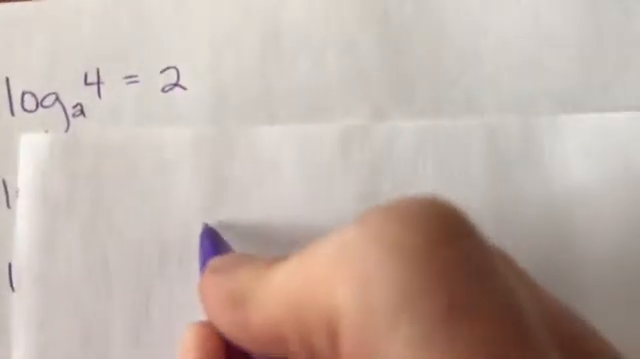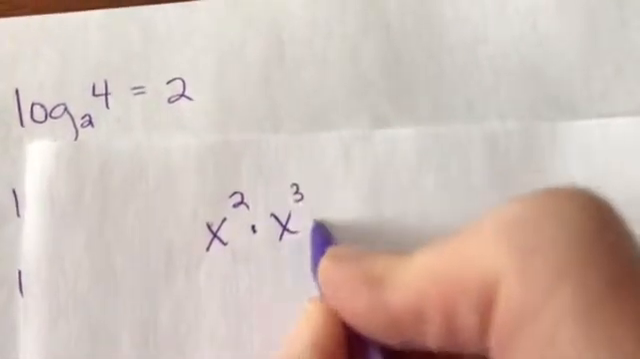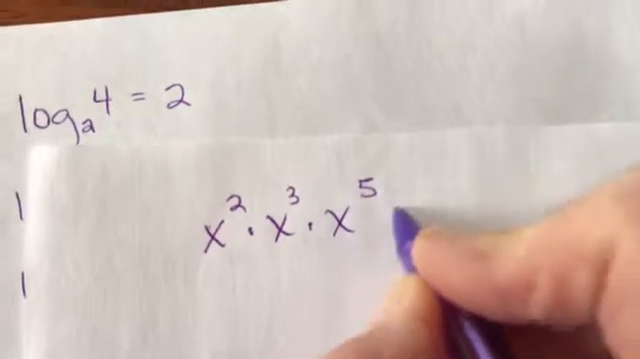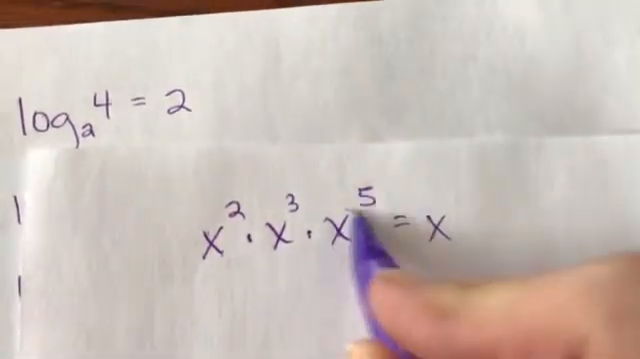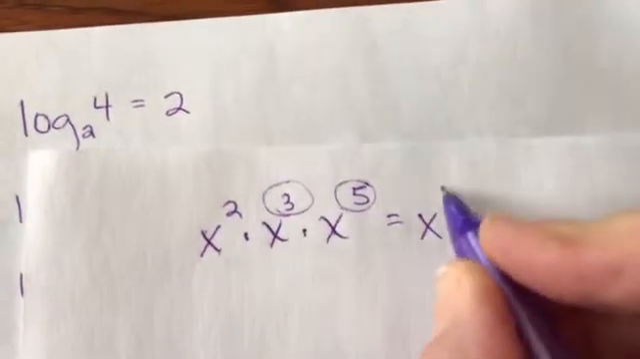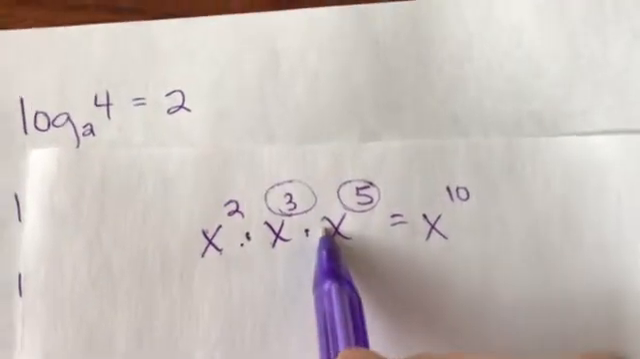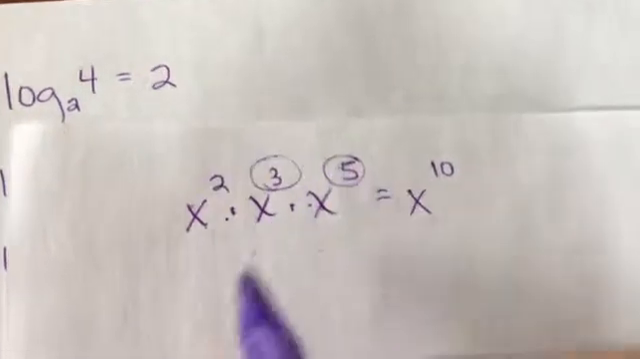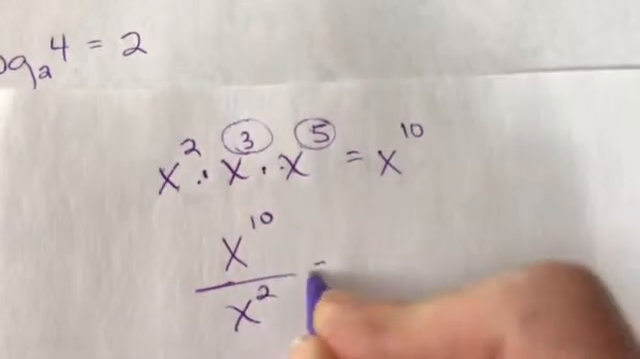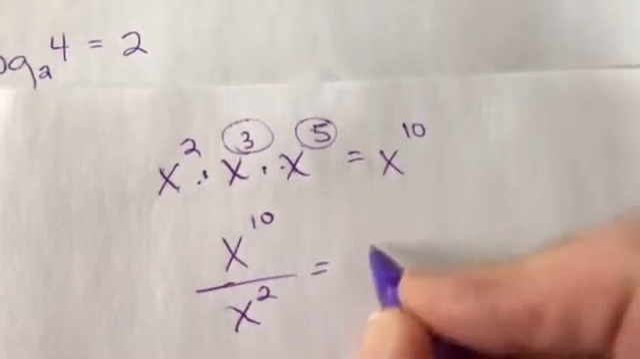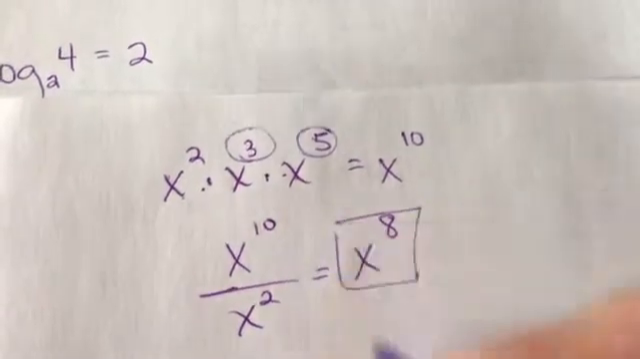Do you guys remember that when you're doing exponents, if you're multiplying exponents, let's just do several here, as long as the base is the same, you can simply add these exponents, which here would give me 10. Okay, so when multiplying, you can add your exponents. And you probably also remember that if I'm dividing right here, I would do the opposite and subtract my exponents. So this would be the same thing as x to the 8th.